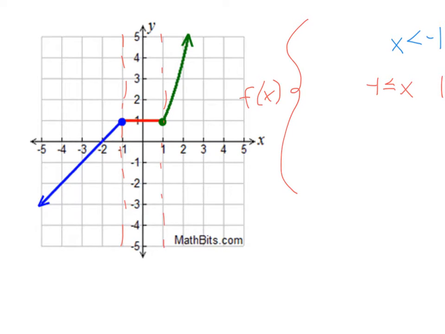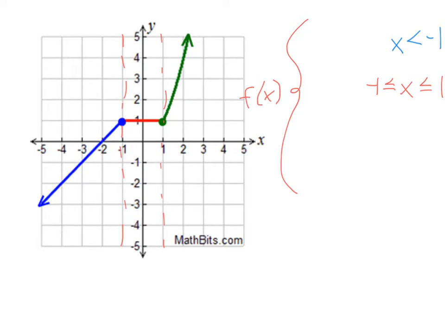We can't put less than or equal to for both of these. Otherwise, we wouldn't be able to call it a function, because we would have 2 points where our x values are the same. So what I'm going to do then is go ahead and make this a less than or equal to piece also.